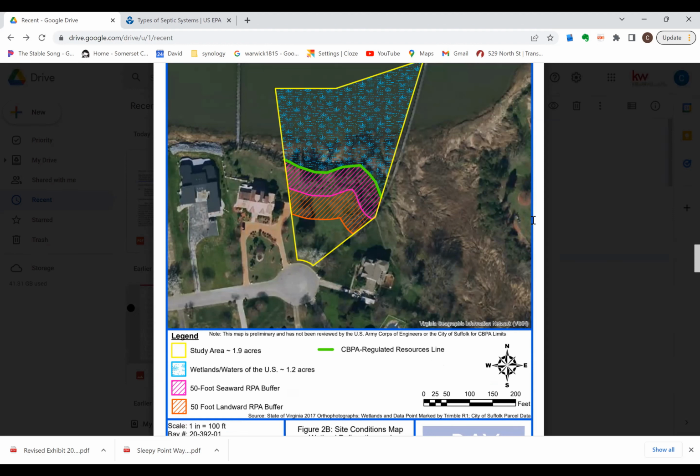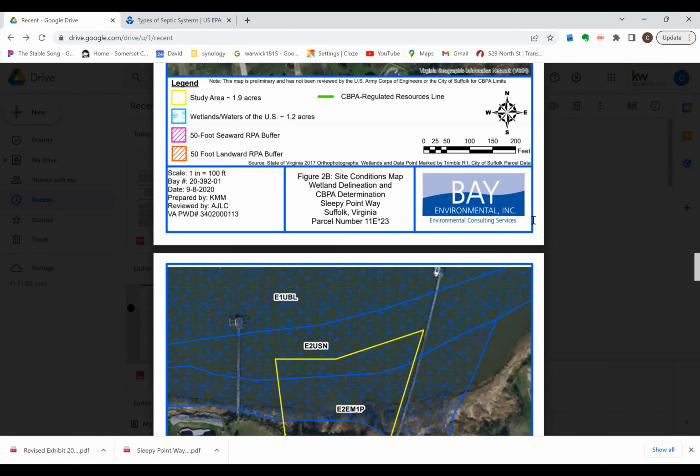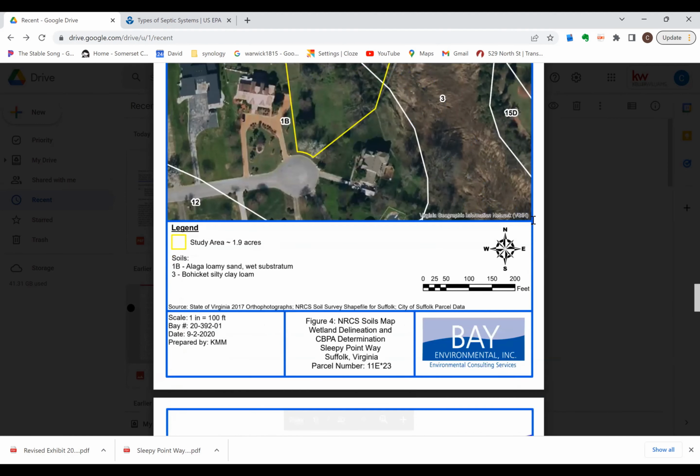Now, you can't necessarily build the septic in that area. However, you can build the house in the landward. You just have to prove to your local wetlands board that it's necessary. Now, if you wanted to build into the seaward portion of it, at that point, you would have to purchase a variance. So at the time in 2020, 1 acre variance was $32,000. And that is through the federal wildlife or wetlands board.